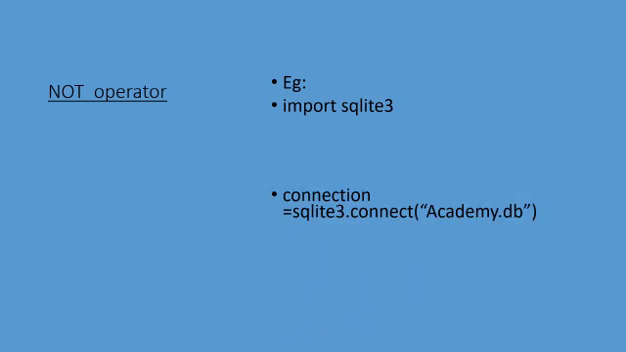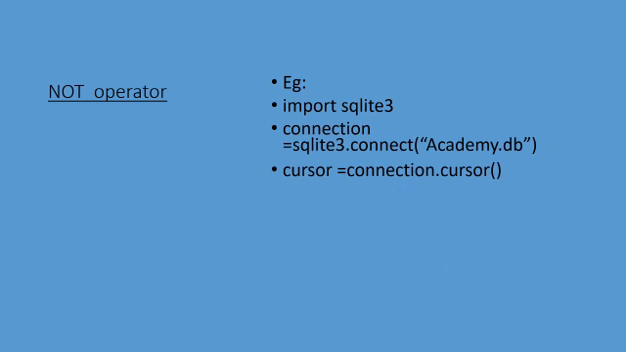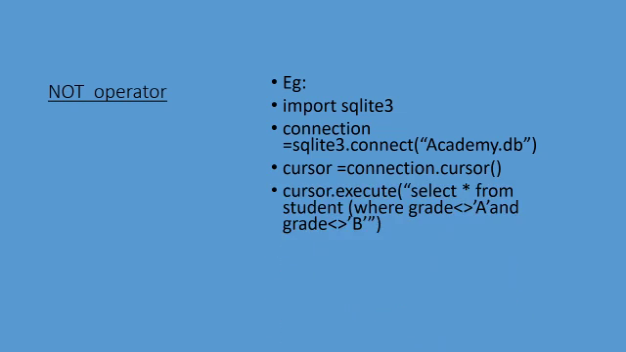Next, coming to the NOT operator. What is the NOT operator? We are giving some condition. When the condition is true, the record will not be displayed. When the condition is false, the record will be displayed. This is called the NOT operator. Once again I can say, when the condition is true, the record will not be displayed, but when the condition is false, the record will be displayed. See the example for this.